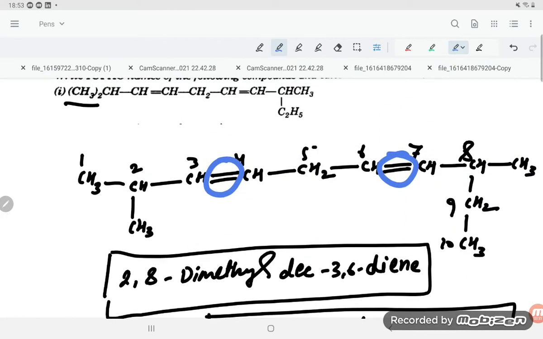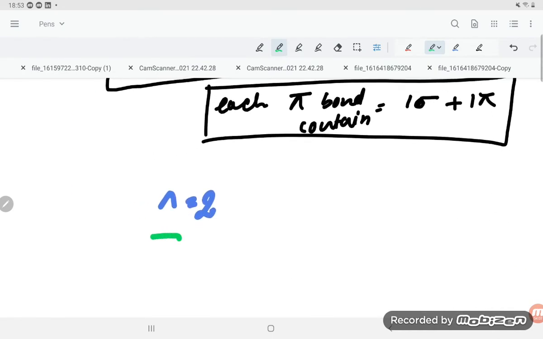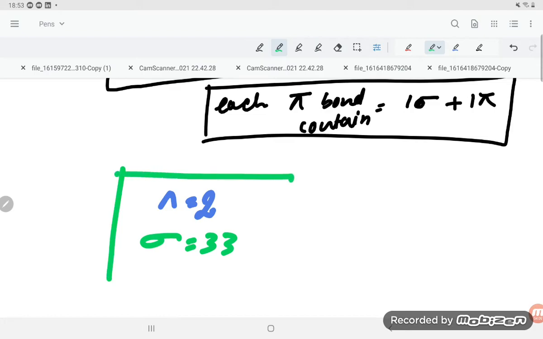Of sigma bonds you can find out, student. See, that is 3, 3, 6, 7, 8, 9, 10, 11, 12, 13, 14, 15, 16, 17, 18, 19, 20, 21, 22, 23, 24, 25, 26, 27, 28, 29, 30, 31, 32. So the total is coming 32, and this one is 33. So the total sigma bonds is how much, student? 33, and the pi bonds is 2. Right, student.